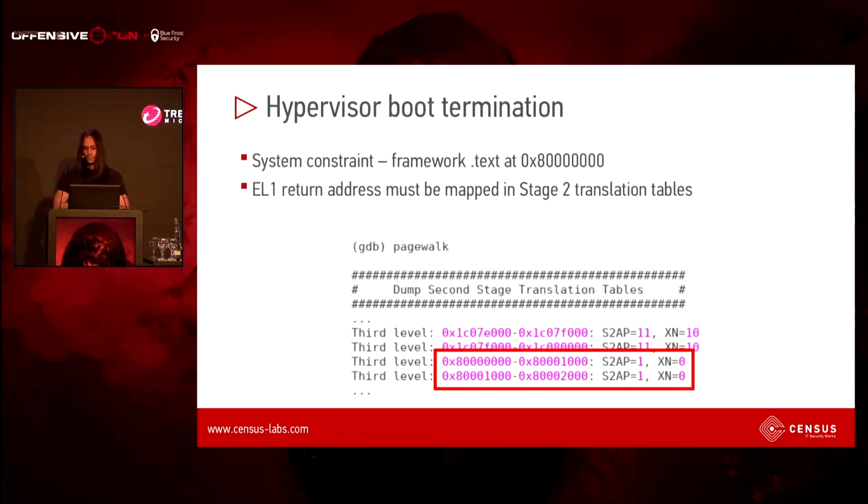A really important thing here is, of course, the first introduced system constraint of the physical address where we have to place our framework. Since stage 2 translation tables have been enabled, each virtual address, after being translated in EL1 by stage 1 tables, is not an actual physical address, but an intermediate physical address. And as such, it must be mapped in the stage 2 translation tables, or else we're going to have a translation fault. Examining the stage 2 tables, we can see that hex 80 million is executable, and that's where we place our framework.